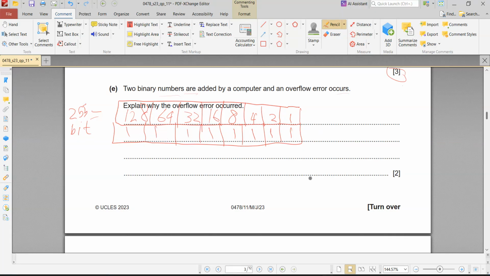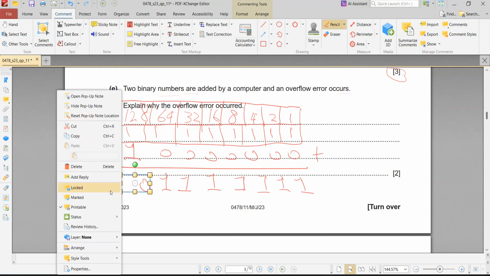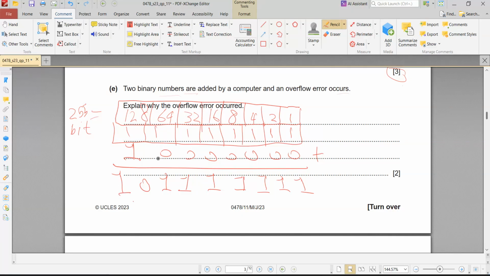So if I add one, just add one to it: 0, 0, 0, 0, 0, 0, 0, and 1. Let's give the answer of adding those together. 1 plus 0 is 1. 1 plus 0 is 1. 1 plus 0 is 1. 1 plus 0 is 1. And 1 plus 1 is 0 carrying 1. So 1, 2, 3, 4, 5, 6, 7, and 1.